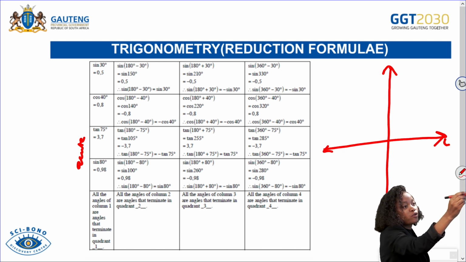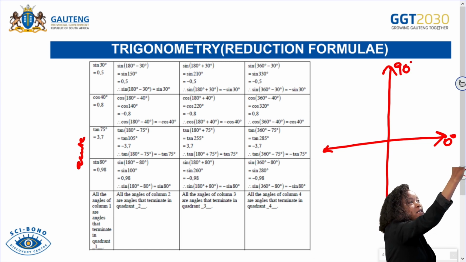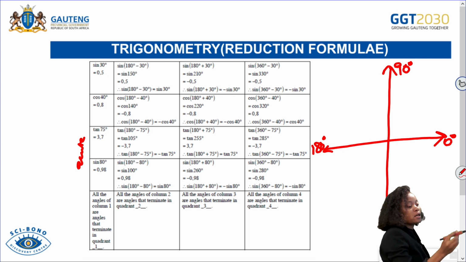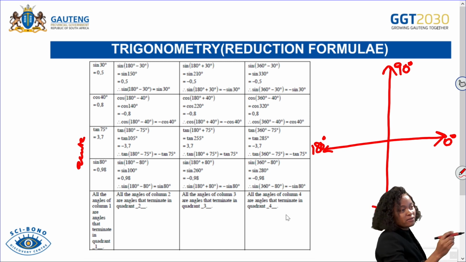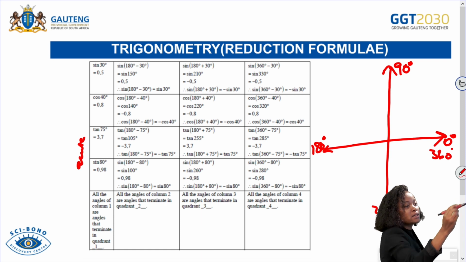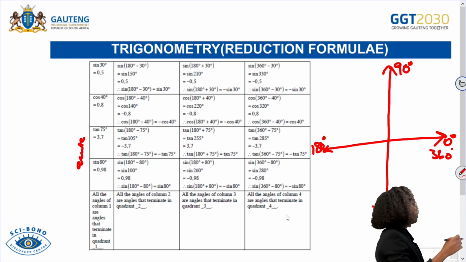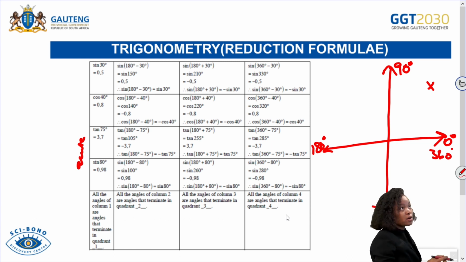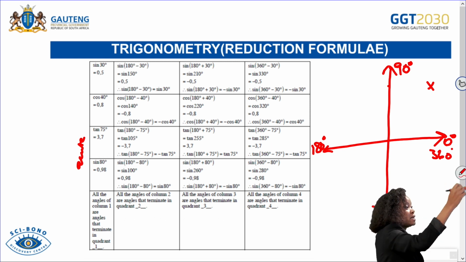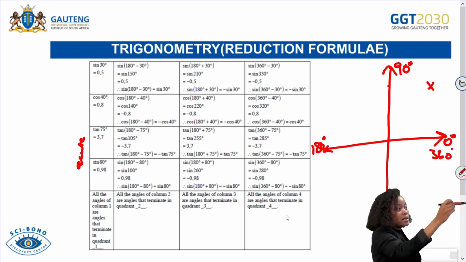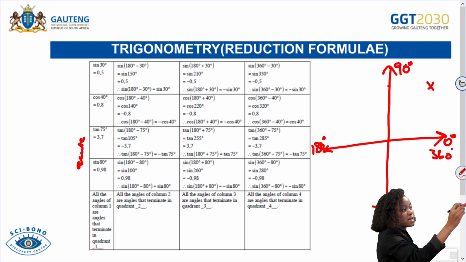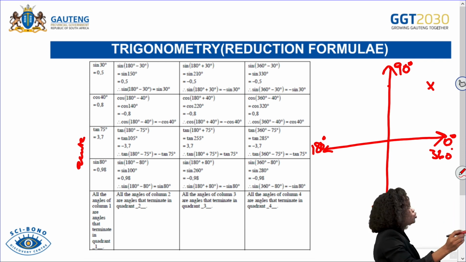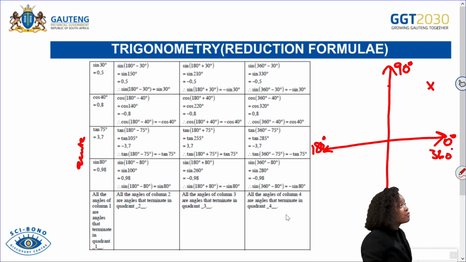Remember in grade 10 we said here you've got 0 degrees, you've got 90 degrees, you've got 180 degrees, you've got 270 degrees, and you've got 360 degrees. So the angles that we are talking about that are in the first column, these are the angles that are between 0 and 90 degrees. And the angles that are in the second column, we are talking about the angles that are between 90 and 180. And the angles that are in the third column, these are the angles that are in the third quadrant, which is from 180 to 270. And again, the angles that are from here to here, they are in the fourth quadrant.